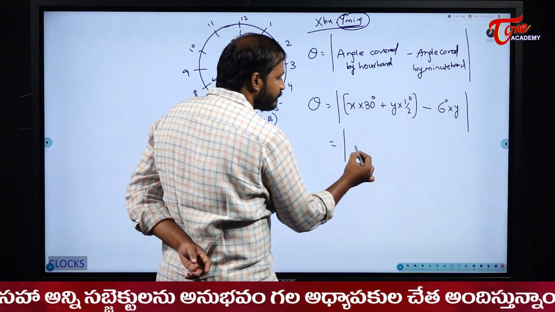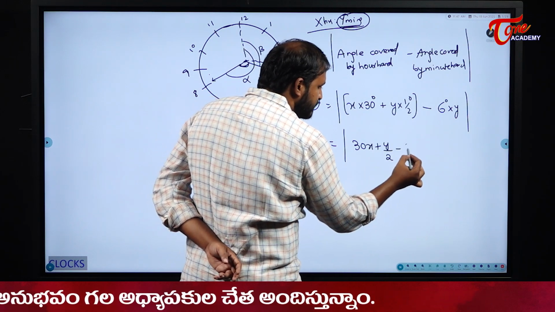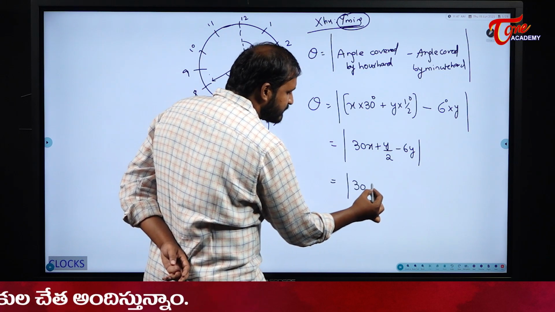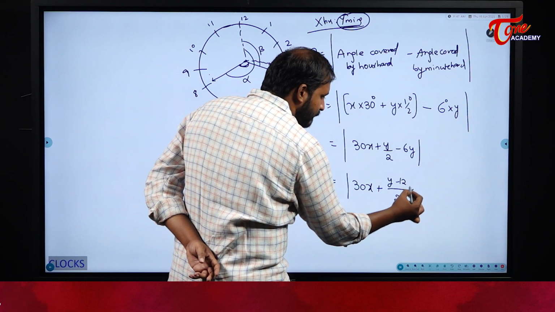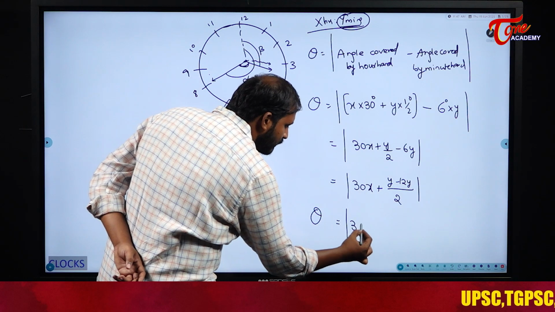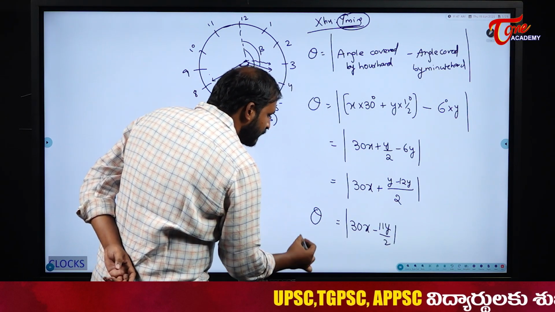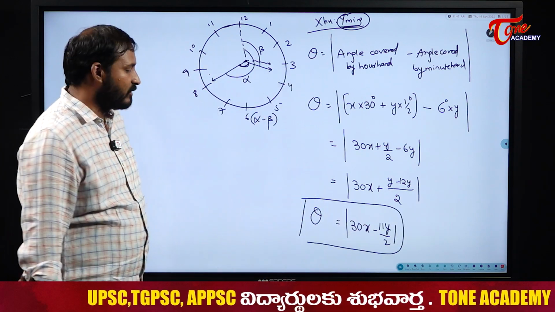What will we get? 30x plus y/2 minus 6y. If I solve this one, what will I get? 30x plus, 2 is the LCM, y minus 12y. So, the angle between two hands of the clock will become 30x minus 11y/2. So, this is the only formula which we will have in our entire clock concept.